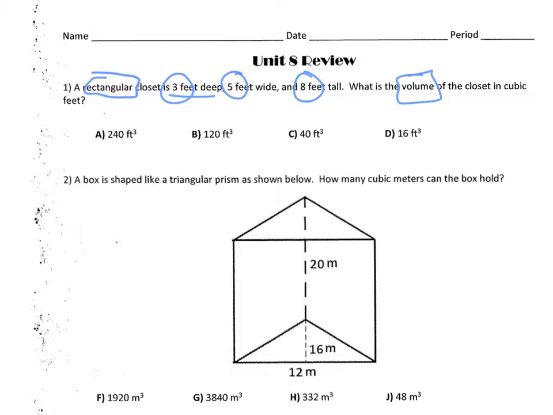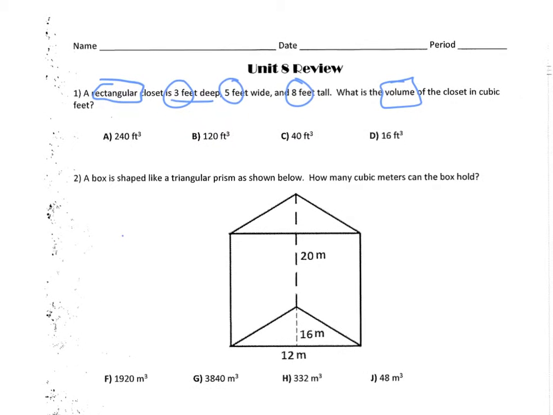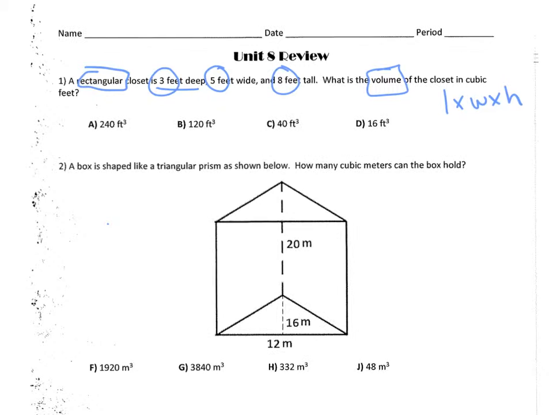So on your formula chart, find volume of a rectangular prism. What's that formula? Rectangular prism, what's the volume formula? Length times width times height. Okay? So we've got length, width, height. So 3 times 5 times 8.